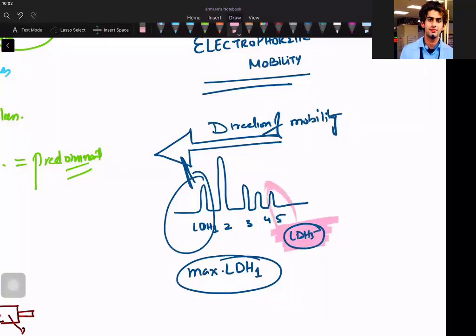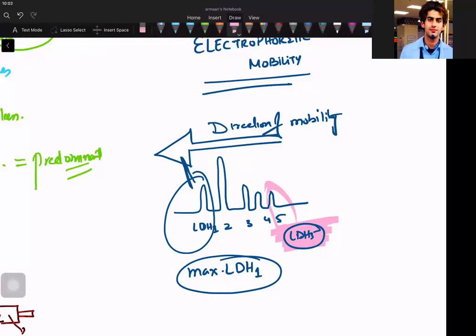Is it now clear? You were thinking, sir, it was because RBC was moving. No, we have some concepts. It's all related to some techniques. Electrophoretic mobility is based on electrophoresis.